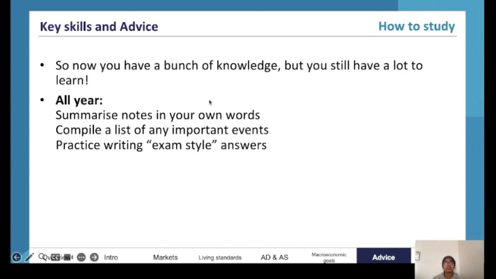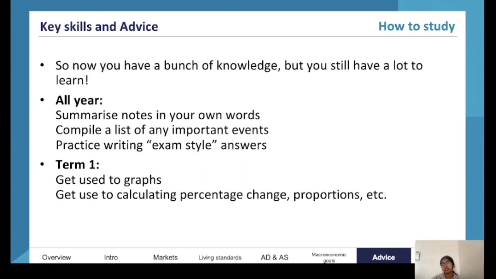Important events. This is going to start becoming important later in the year. You just need to make sure that you're aware of what's going on in the economy. Just have a list of important things that have impacted the economy. And most important, make sure you're practicing how to write exam style answers. Make sure you know how to write them, make sure you are writing them correctly, keeping them short, concise, and to the point. And remember, use your resources. You have your teachers around you, get them to mark it.